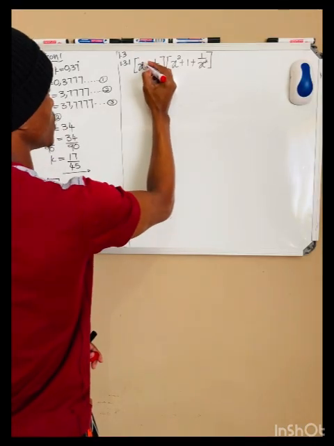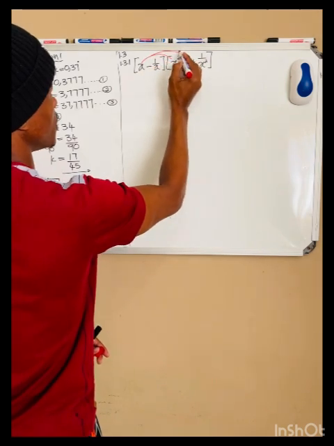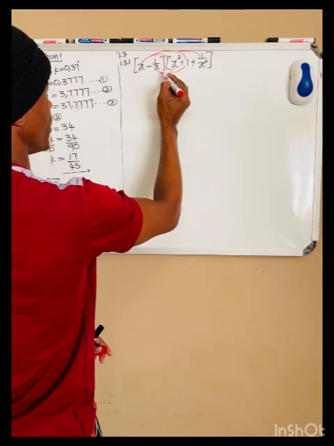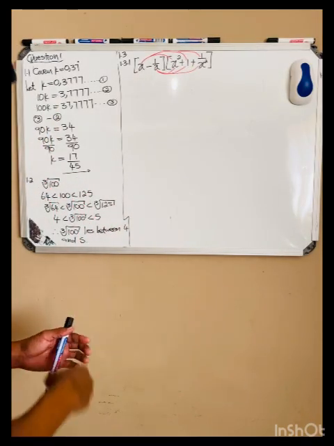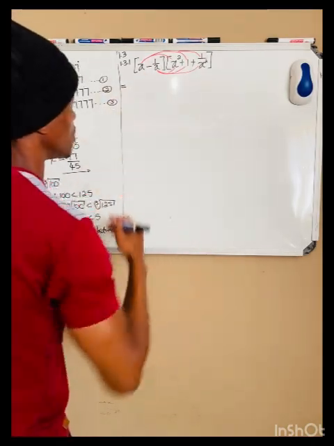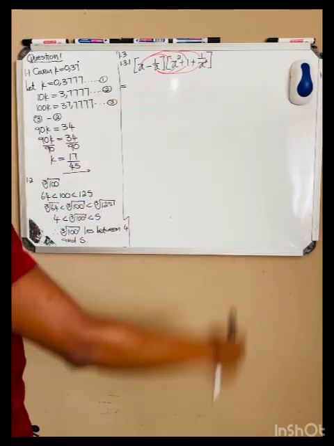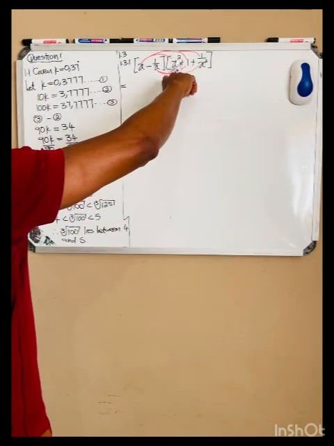For us to expand this and simplify, we multiply each term by each term. Then let's check what we get. As I said, this is a difference of two cubes, so the final answer is going to be x³ - 1/x³. Because here it's minus, then it means plus plus.